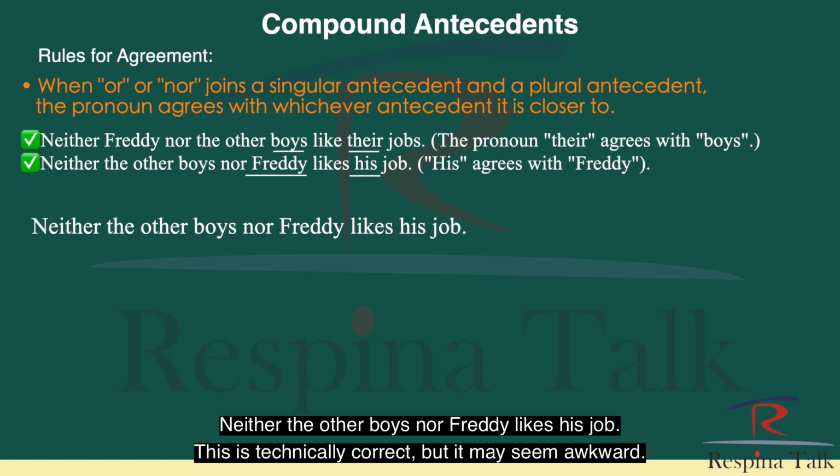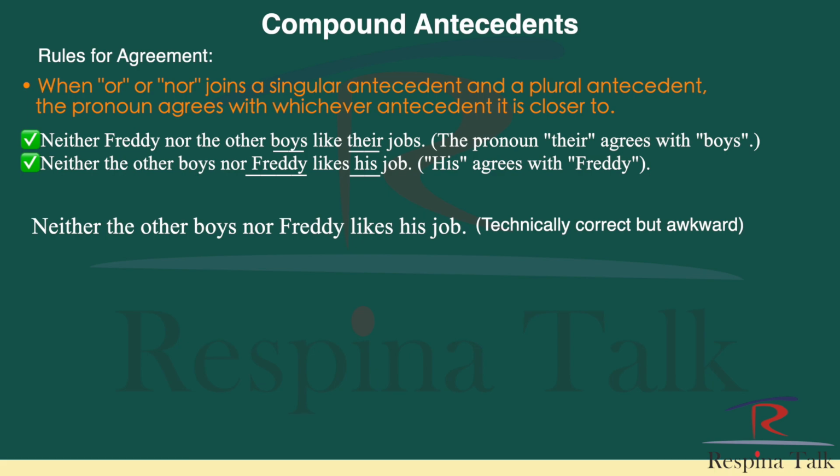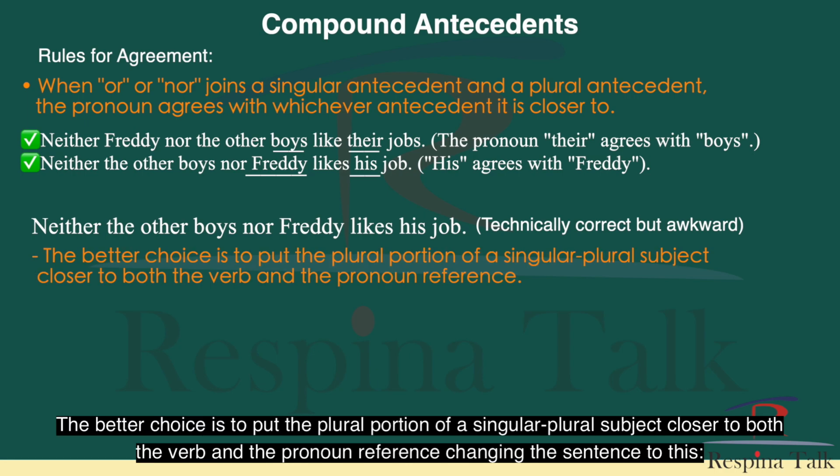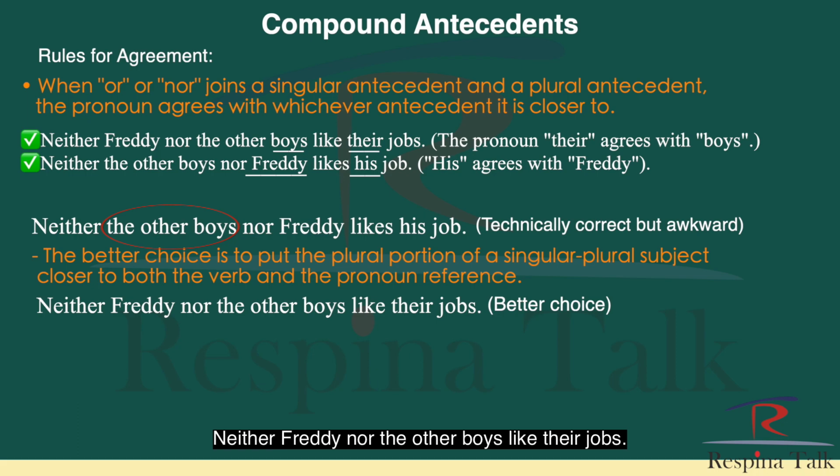This is technically correct, but it may seem awkward. The problem, as well as the solution, is the same as you saw with subject-verb agreement in the previous section. The better choice is to put the plural portion of a singular-plural subject closer to both the verb and the pronoun reference, changing the sentence to this: Neither Freddie nor the other boys like their jobs.